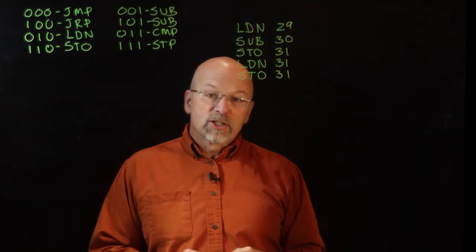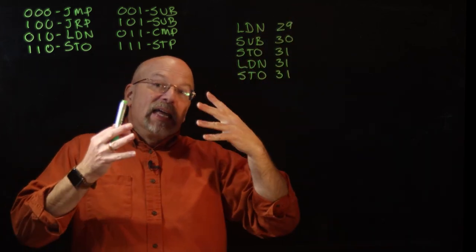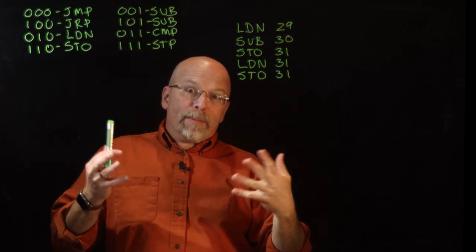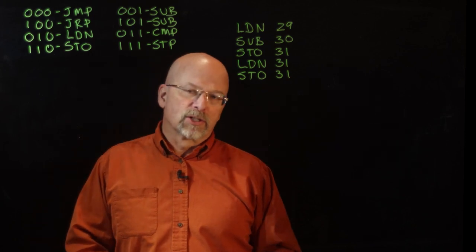So those five instructions are enough to simply add two values together, with the result being negative, and then convert it to a positive value to be stored in location 31.